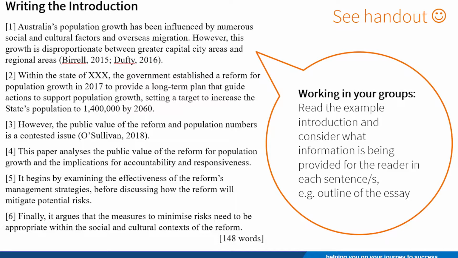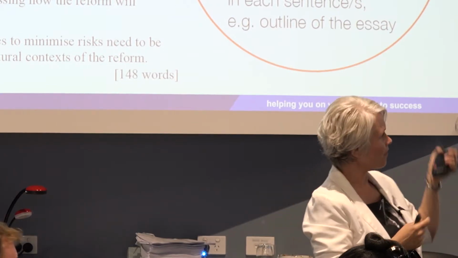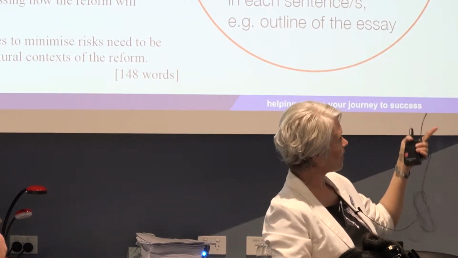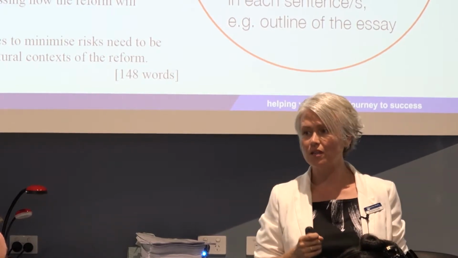So if you look in your workbooks, and I think it must be page 7, I've split this introduction up into sections, and I'd like you to talk with the people on your tables and think about what each part is doing. What is the purpose of that information? What is it giving me? For example, I've given you an example, an outline of the essay. Which part gives you an outline of the essay? If we look at the whole of the introduction, at which point can we see the outline of the essay?